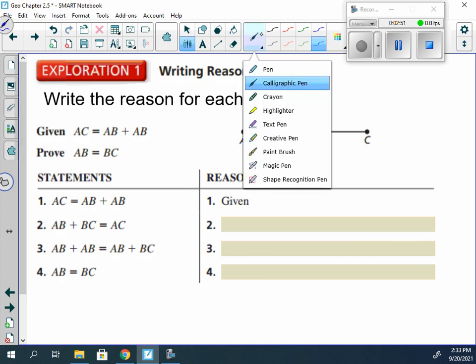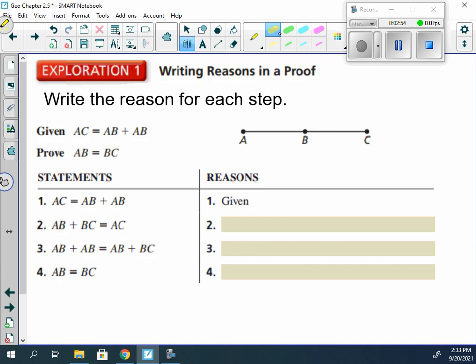Now, with any geometric proof or any proof, we're always going to start with the given information. Now, they told us that AC is equal to AB plus AB. Well, what did we start out with? AC is equal to AB plus AB. We started out with the given information. Now, what do we want to prove? AB is equal to, what's our last statement? AB equals BC. Because we're always going to start with the given, and we're going to finish out with what we're trying to prove.